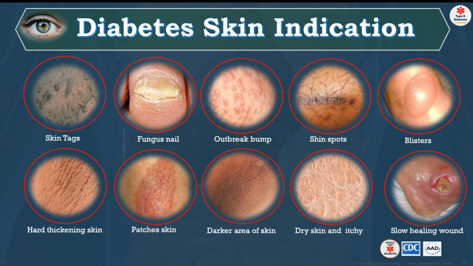So the diabetes skin indication is here. This is if you haven't taken the test, you don't know. For me, before I took the blood test, I had a lot of symptoms. When my body started changing, I had a lot of skin tags suddenly coming out all around my neck. The skin tags were coming out like crazy.